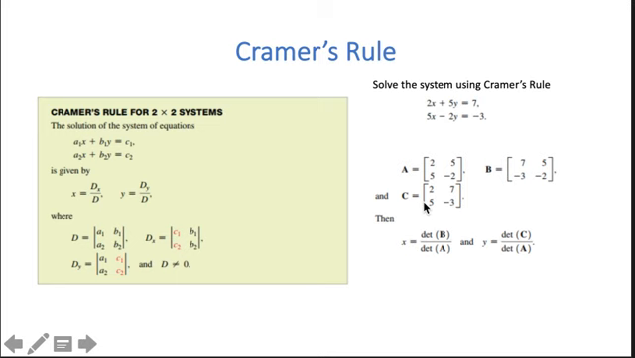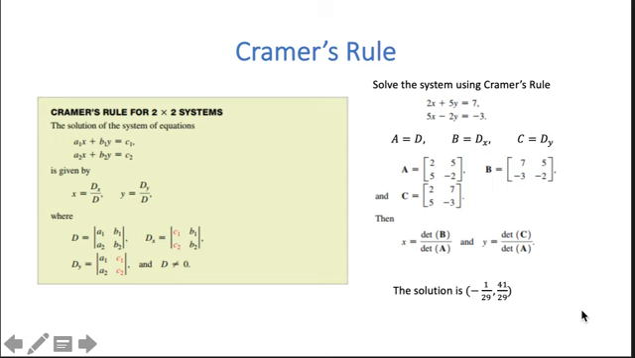And for matrix C, which is going to be our D sub y, we're going to take the constants and plug them in where y would be. It looks like this. So A is just D, B is D sub x, C is D sub y. If you find the determinant of B divided by the determinant of A, that's what x is equal to. And the determinant of C divided by the determinant of A is what y is equal to.